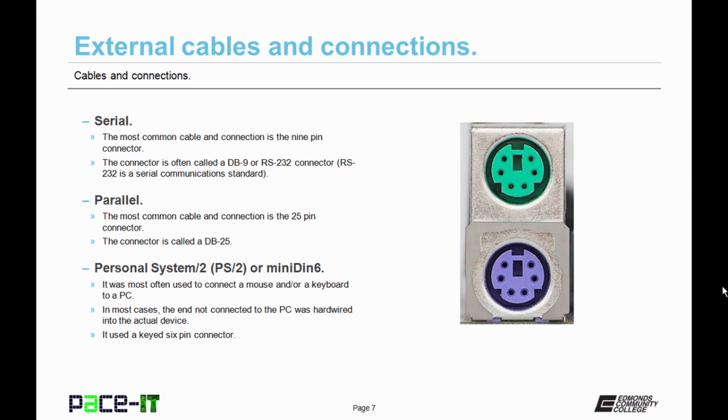Then we have the PS2, the Personal System 2 connection, which can also be called a mini DIN6 connection. It was most often used to connect a mouse and or a keyboard to the PC. In most cases, the cable was hardwired into the actual device. It uses a keyed 6-pin connector. Now you'll be hard-pressed to buy a modern PC that has a PS2 connection.